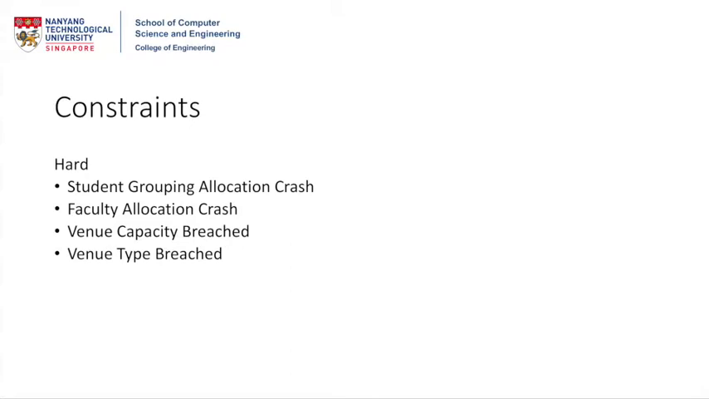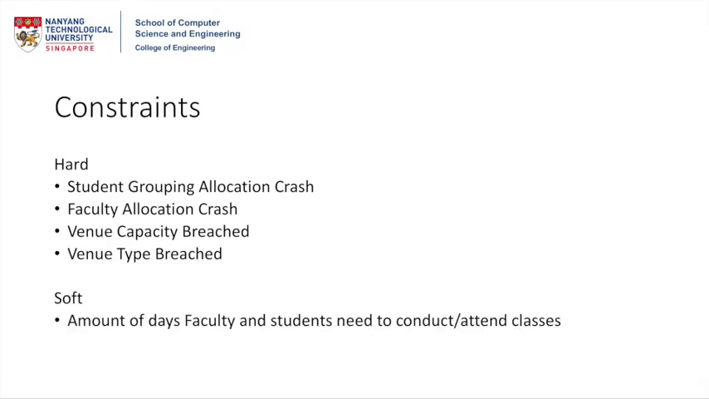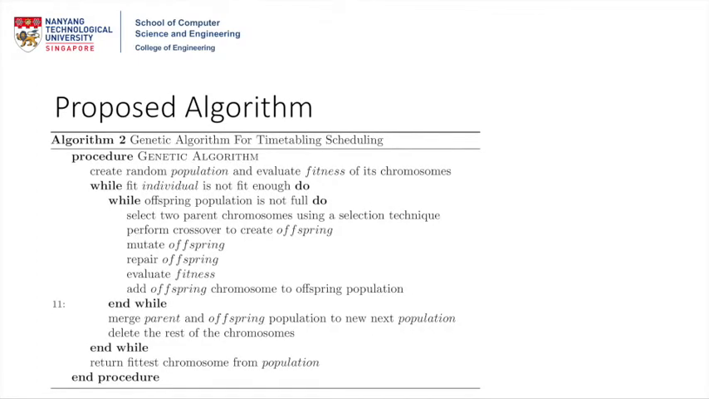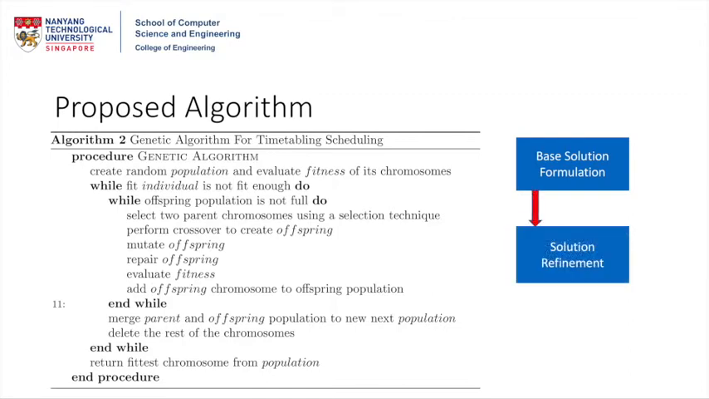A feasible optimal solution can be lenient on soft constraint violations. We define the soft constraints by improving the number of work days for both faculty and students. Similar to algorithm 1, the genetic algorithm is built on a 3-part logic. In base solution formulation, the algorithm creates a pool of random solutions.